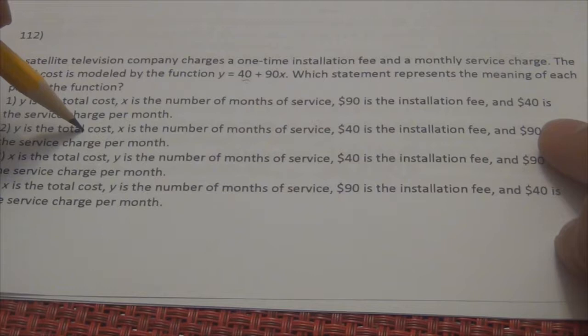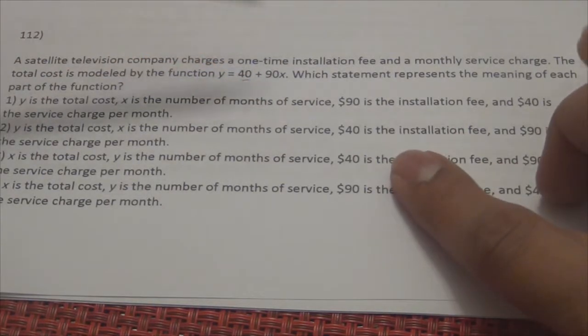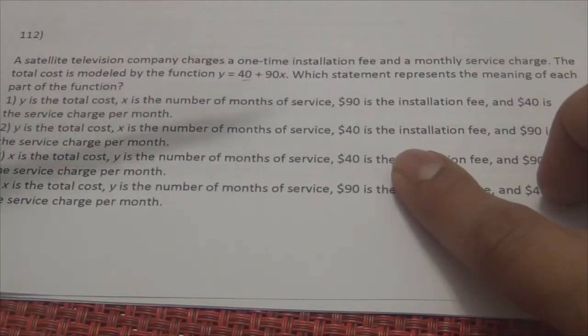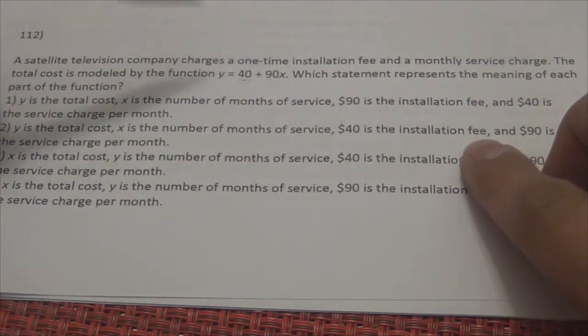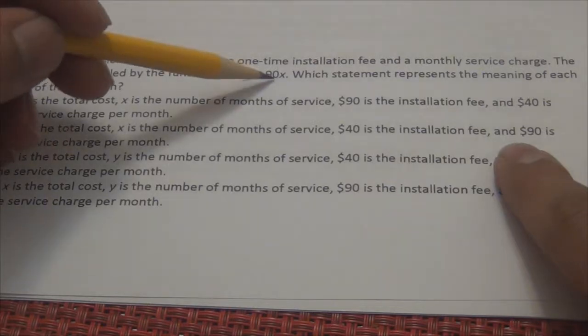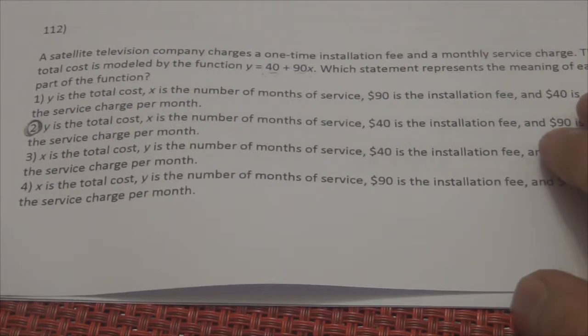Y is the total cost. Yes, the whole function is based on Y. X is the number of months of service. Yes, we got that. $90 per month. 40 is the installation fee, of course it is. And 90 is the service charge per month, $90 per month. Okay, we got it. Choice number 2 is the answer.